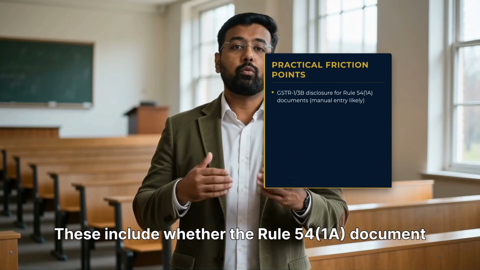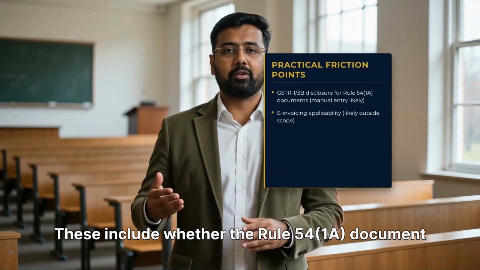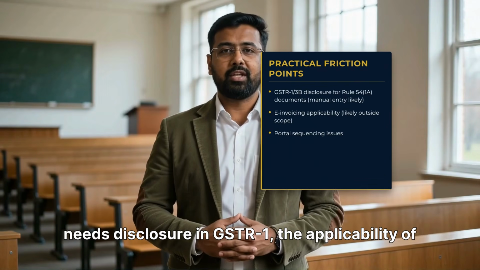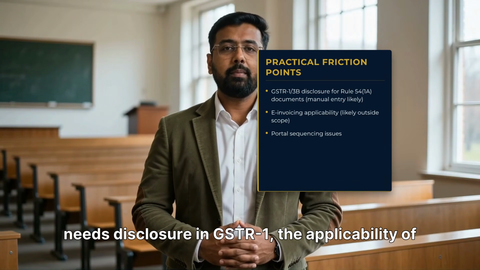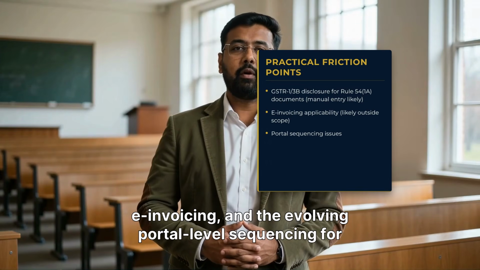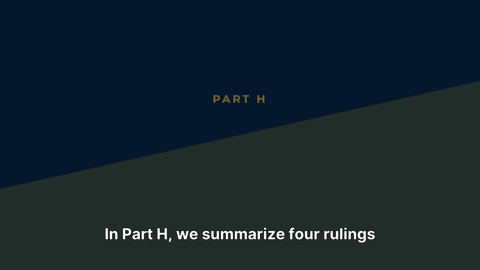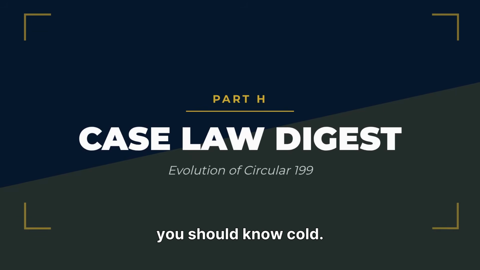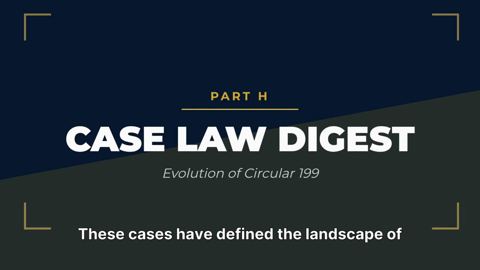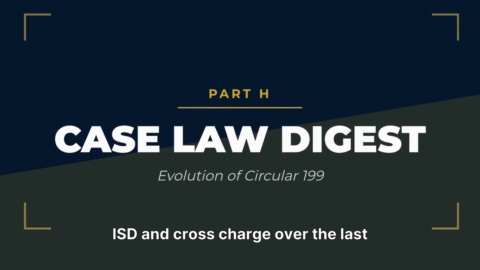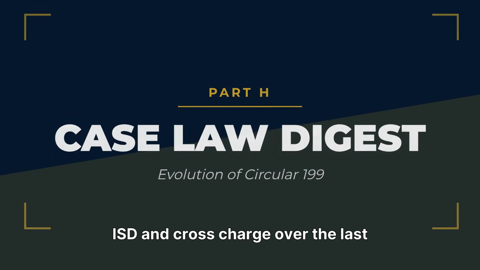Practical friction points remain. These include whether the Rule 54(1)(a) document needs disclosure in GSTR1, the applicability of e-invoicing, and the evolving portal-level sequencing for tax head routing. In Part H, we summarize 4 rulings you should know cold. These cases have defined the landscape of ISD and cross-charge over the last decade.